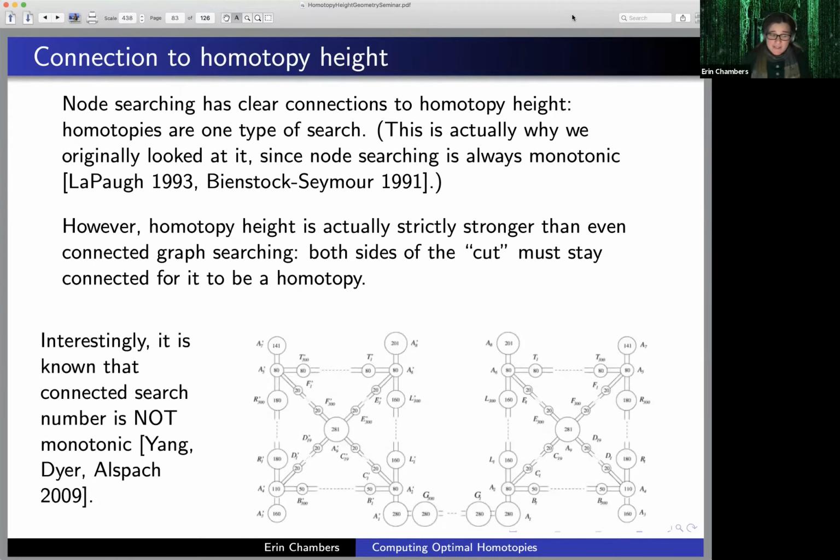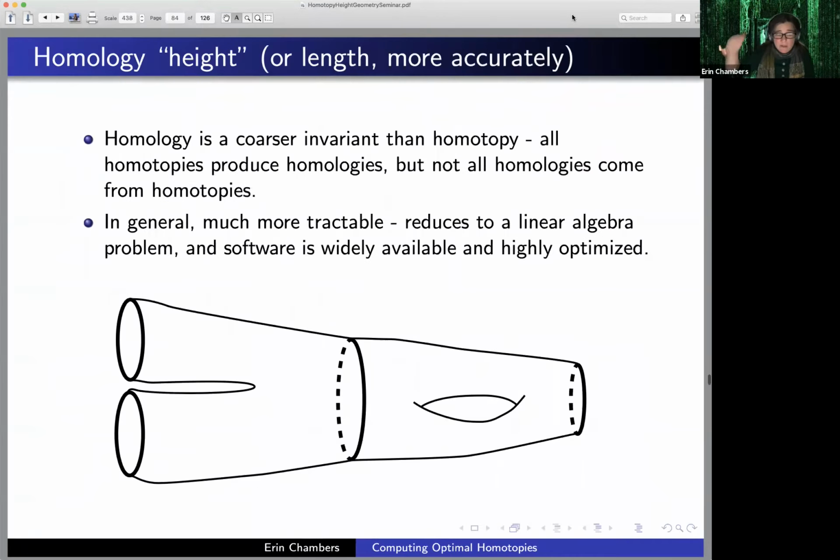Now, it's interesting because connected search number is not monotonic. And here's a picture from their proof. It's fairly convoluted, but it's not mine. So the surprising thing is that even though it's so connected, this is an example that shows that it's not monotonic. Even though that parameter is not monotonic, homotopy height is monotonic. That's what the isotopy proof proved.